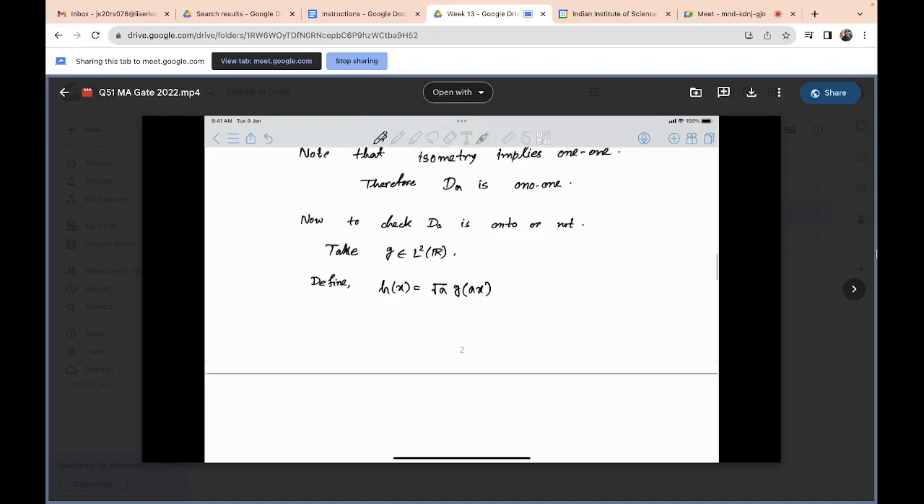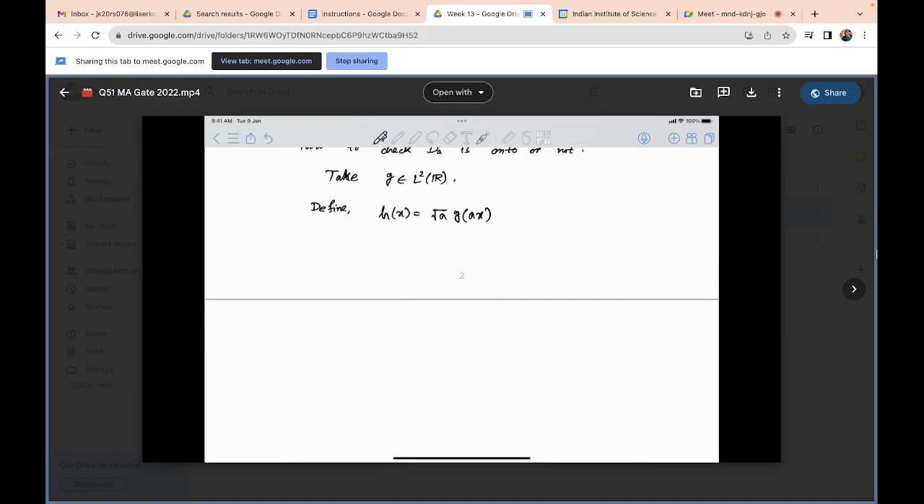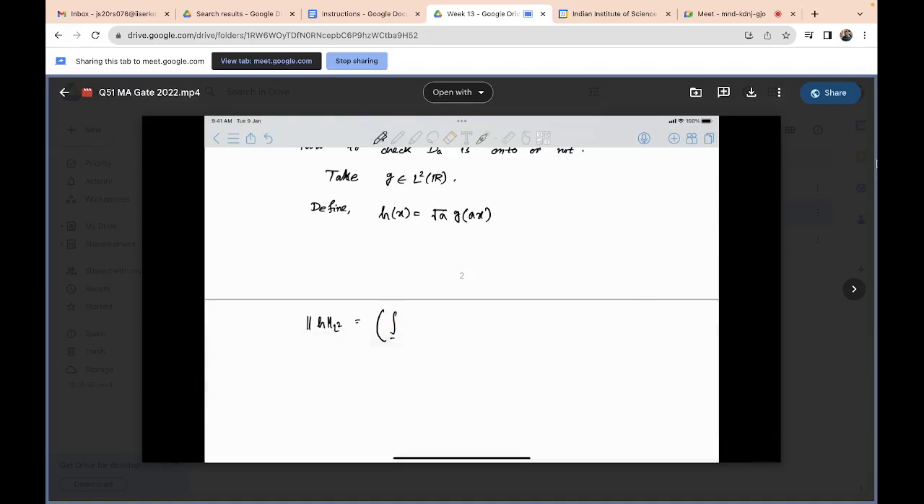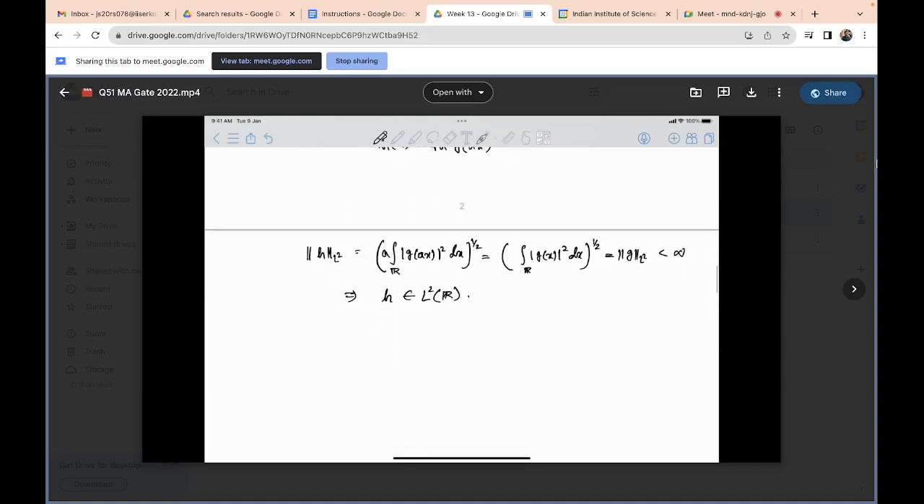First, note why h is in L2. You have to check the L2 norm of h over R. If we calculate the L2 norm of h, make a change of variable again as earlier. Here a cancels out, and you will get the integral of g x squared dx to the power half. So this is the L2 norm of g, and we have assumed that g is in L2, so this is finite. So the L2 norm of h is finite, which implies h is in L2 of R.